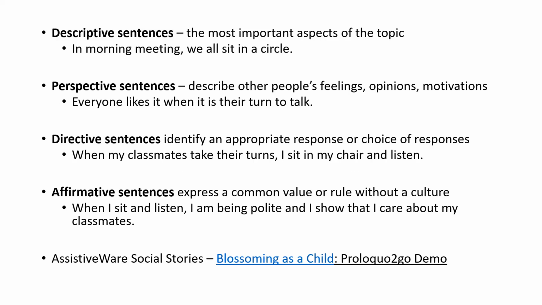Okay, so one of the things that you want to do is write descriptive sentences, the most important aspect of the topic. So for example, we'll say, in morning meeting, we all sit in a circle. Okay, there's a visualization, it's easy to read, it's descriptive. Then the perspective sentence would be describing other people's feelings, opinions, or motivations. So the example for this would be, everyone likes it when it is their turn to talk. So you can see it's the perspective of other people, so they understand that all people like to talk, let's say.